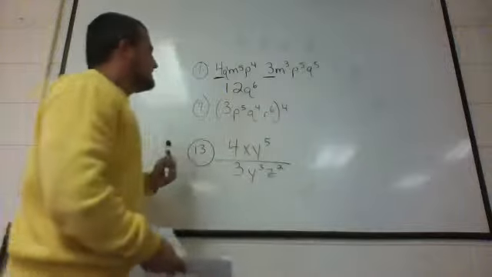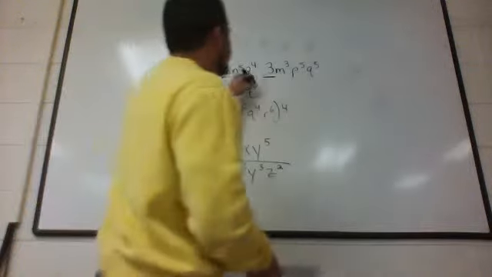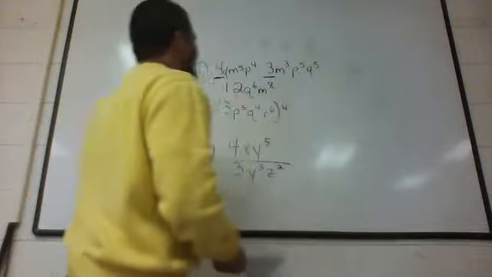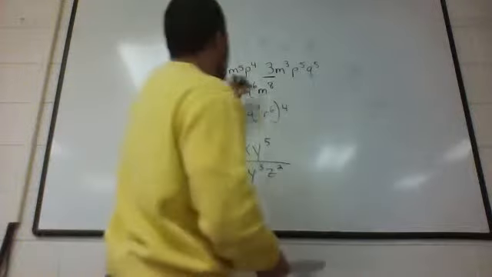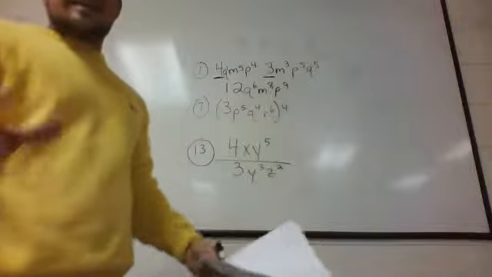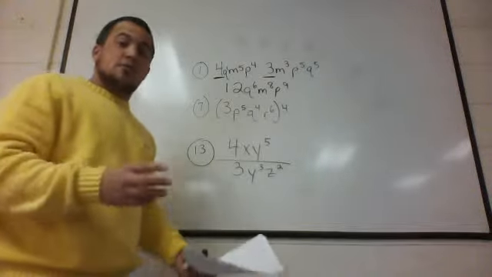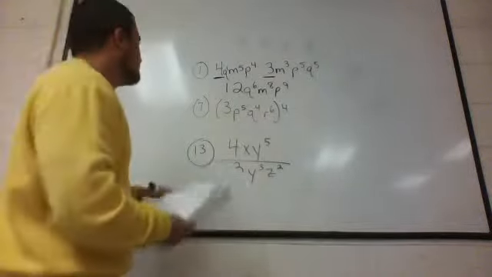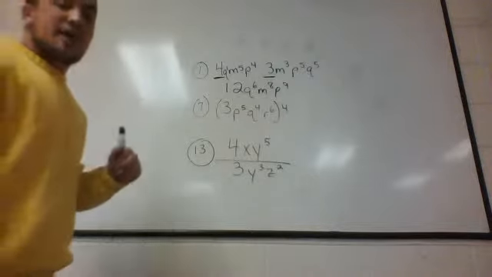6th. The m's, we have 5 and 3, so that's m to the 8th. And the p's, we have 4 and 5, so that's p to the 9th. Again, what we're doing is adding the exponents. If it's a big number, a coefficient, you will multiply it. Okay? We get to number 7, that's the power rule.